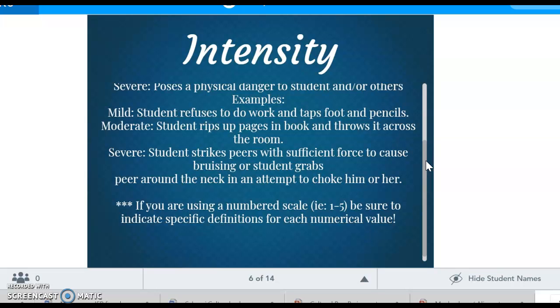Always remember, if you're using a numbered scale, for example 1 to 5, be sure to indicate specific definitions for each numerical value. It's important when people are taking data for everyone to be on the same page, as the same practitioner may not always be taking data on the same student every single day.